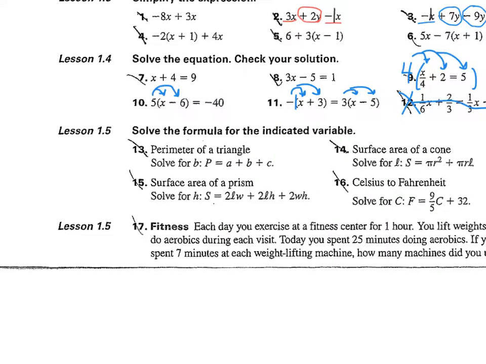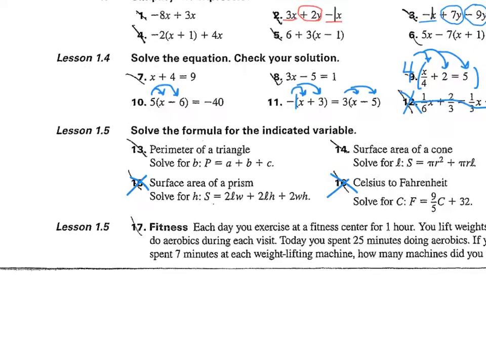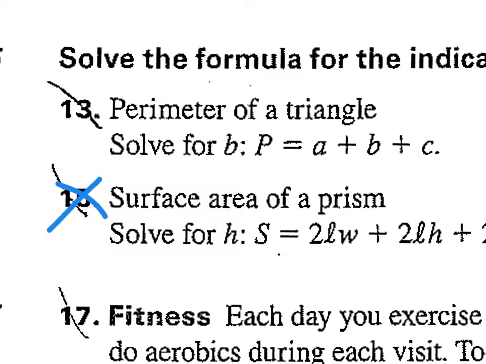Okay, on the next section, you just have to do 13 and 14. Okay? Just 13 and 14. So on 13 and 14, you just got to rearrange the formula. Alright? So in number 13, you're solving for b, which means you need to get rid of a and c. Alright, those are positive variables, so all you got to do is subtract each one over.